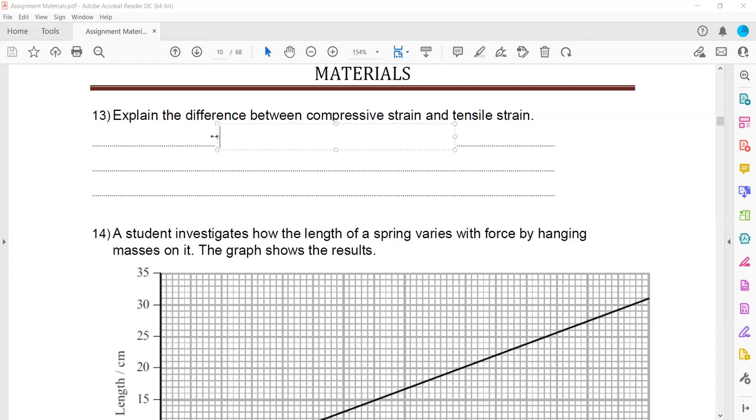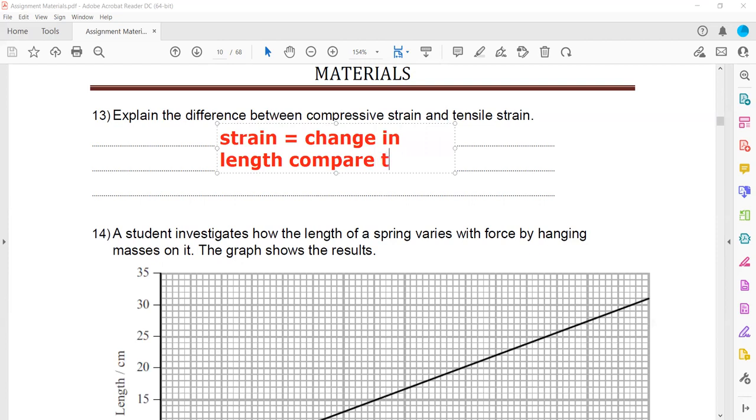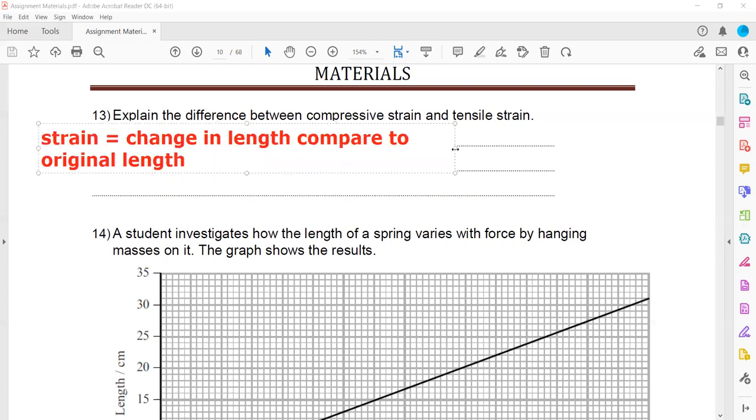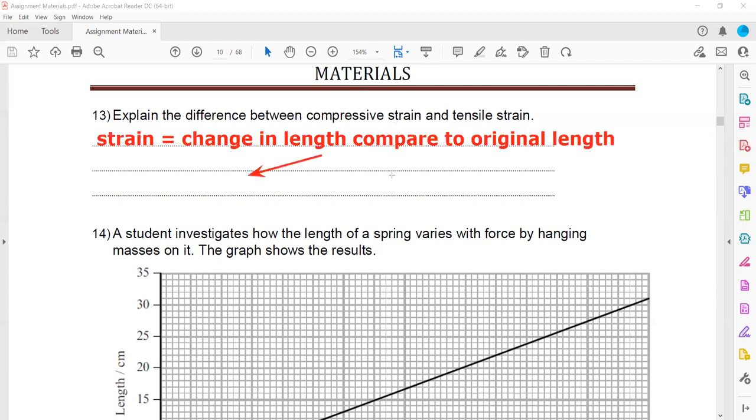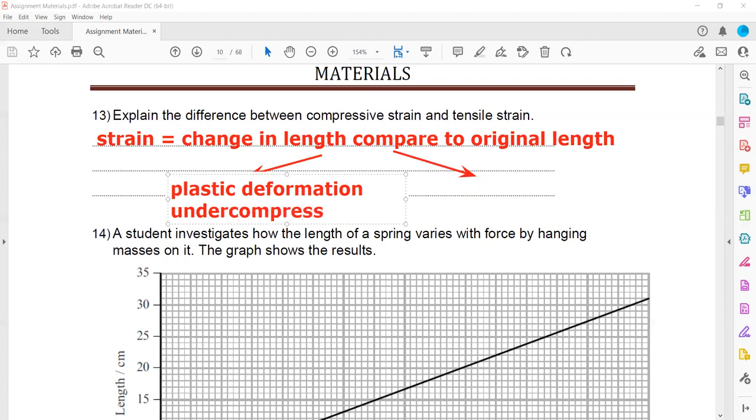The definition of strain is simply a comparison of change in length compared to original length. So how much the length changes compared to original length, that is called strain. And what is compressive strain? Compressive strain means if an object undergoes plastic deformation under compression, we call that a compressive strain.